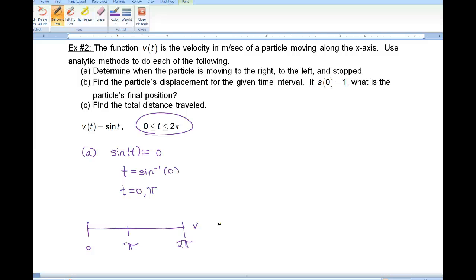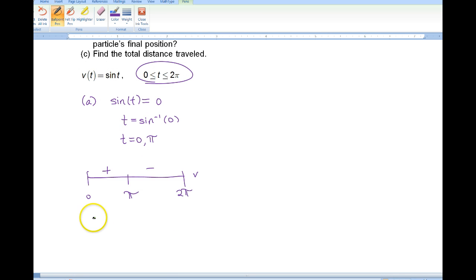Sine of pi over 2 is 1. Oh, 1. It's positive. Okay. It's all right, it's been a while. How about something between pi and 2 pi, say 3 pi over 2? It's negative. All right. So where is it going to the right? Where is it moving to the left?